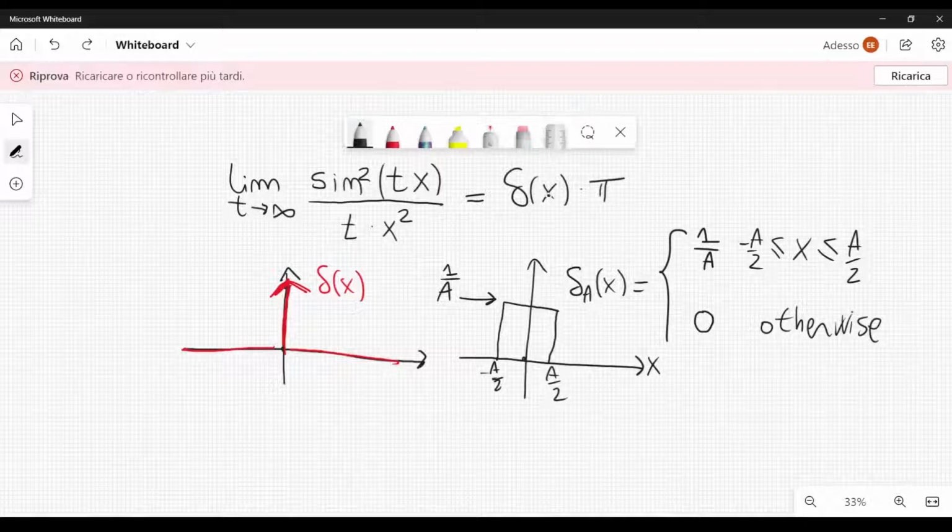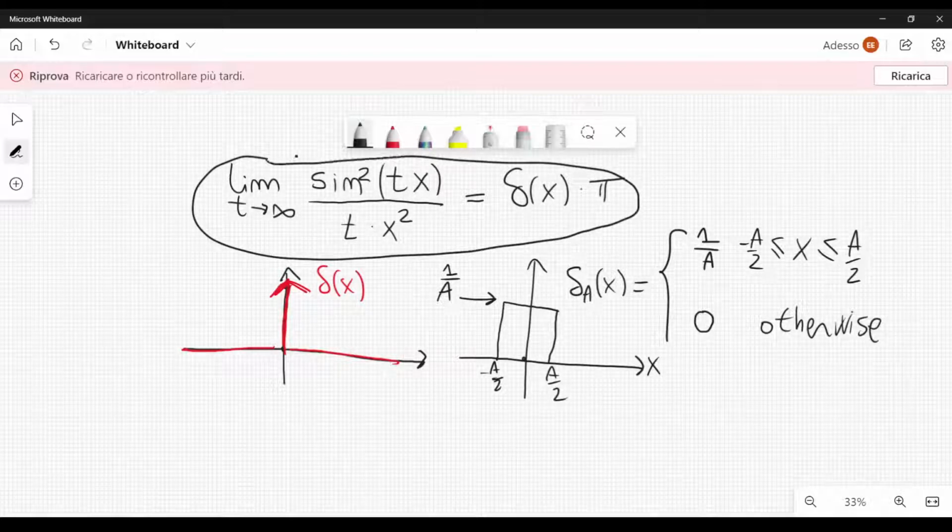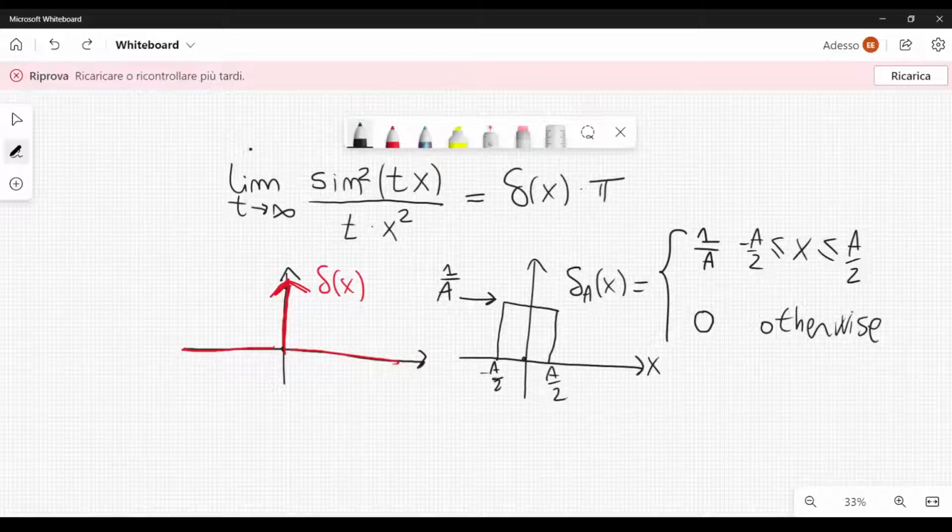Another way to represent the Dirac delta is by using this limit. There are other functions that you can consider here, and it can be shown that the Dirac delta can be represented in different ways. Now we'll take care of this representation. I want to show you that this is indeed a good representation.